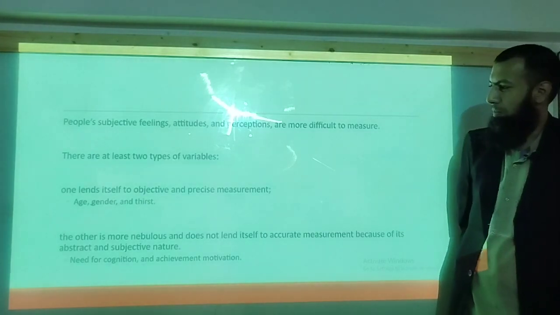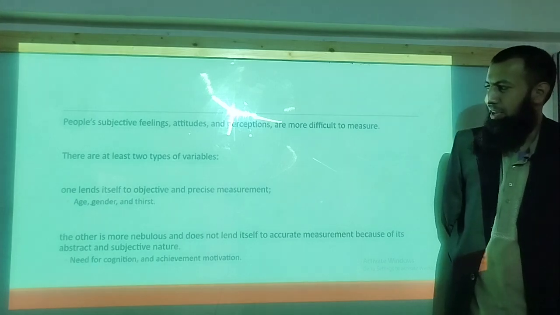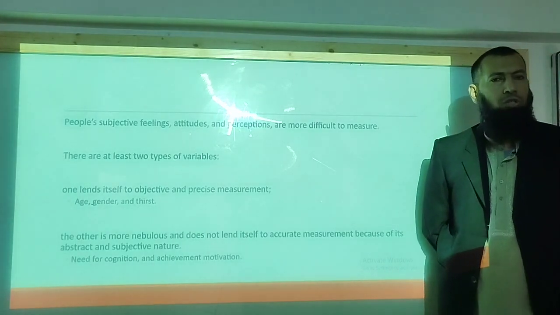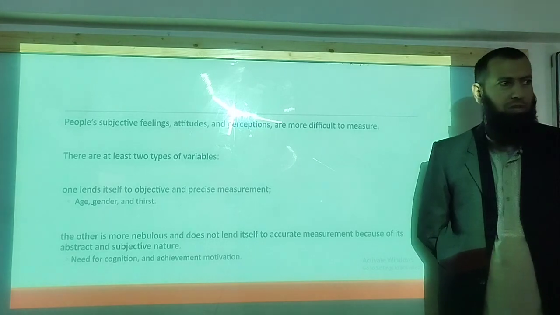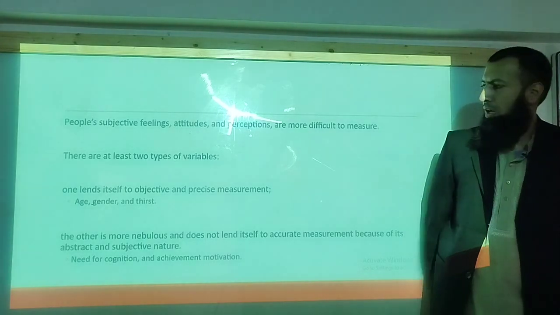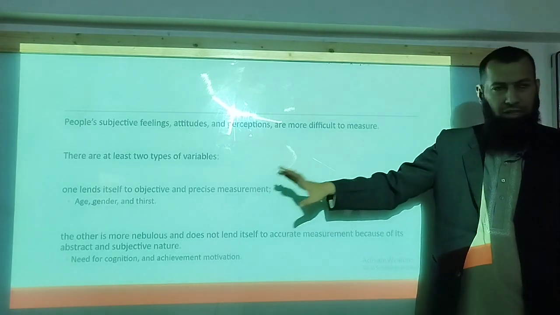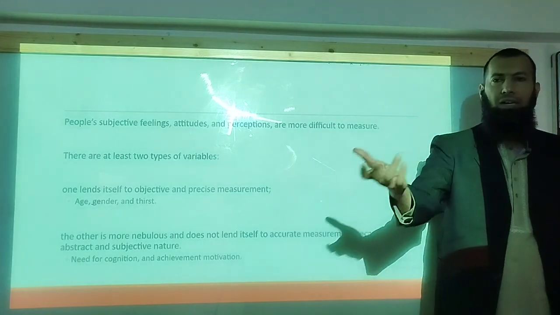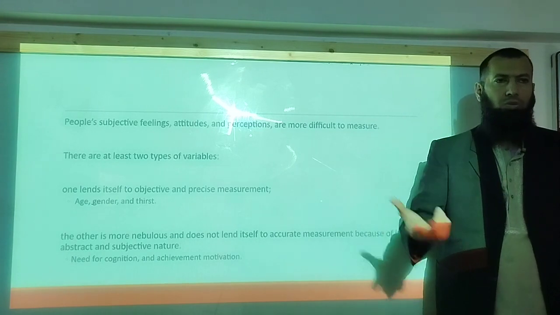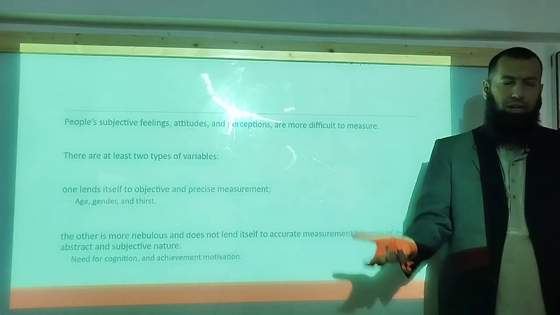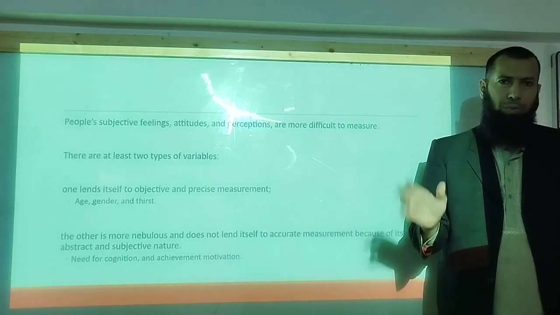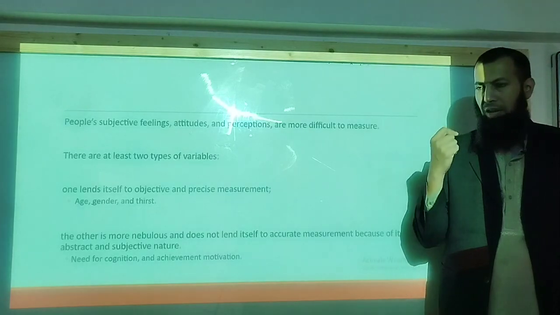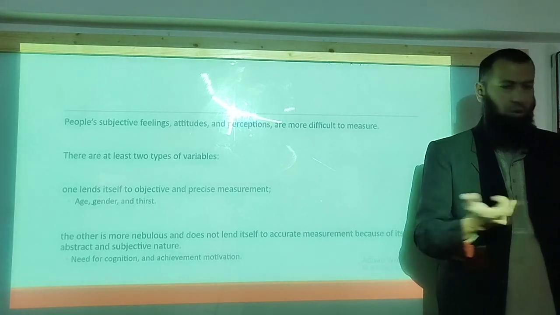Okay, let's move ahead. There are at least two types of variables. So there are different kinds of variables we need to understand. One kind of variable can be easily judged. For example, if I ask you, what is your age? What is your gender? I don't need to ask you multiple questions to get the information. Do I need to? No.